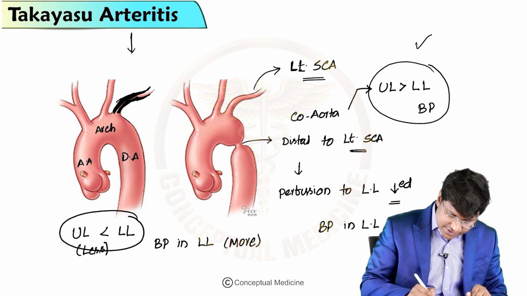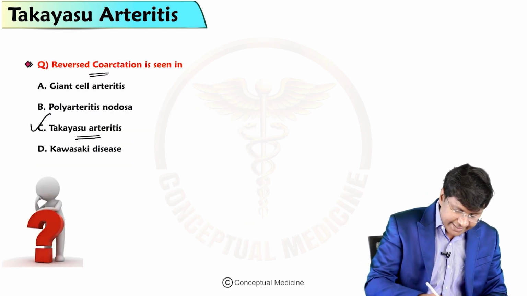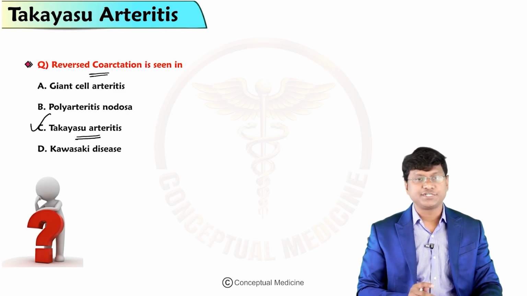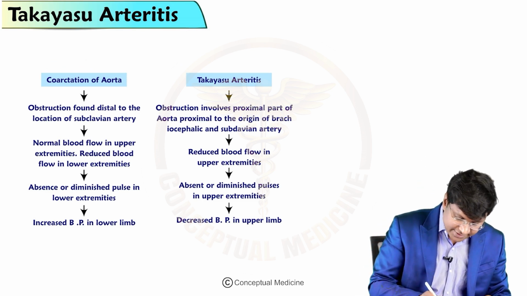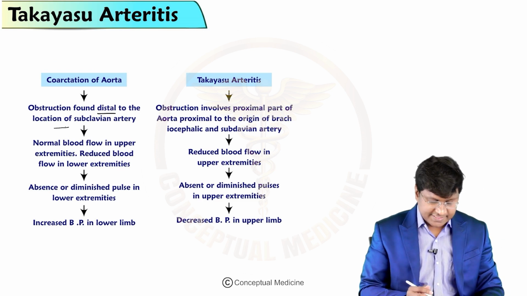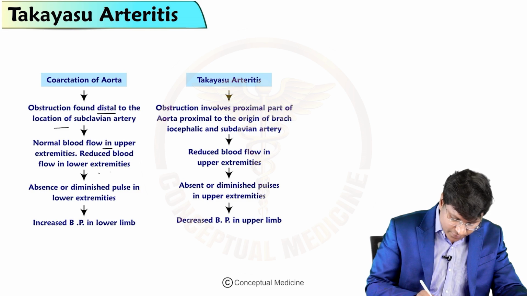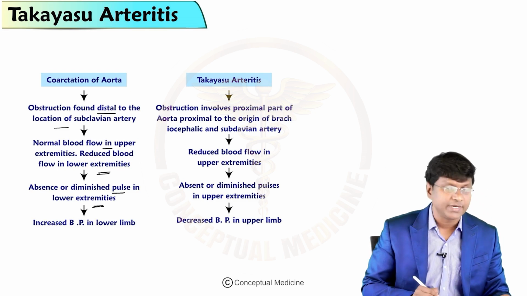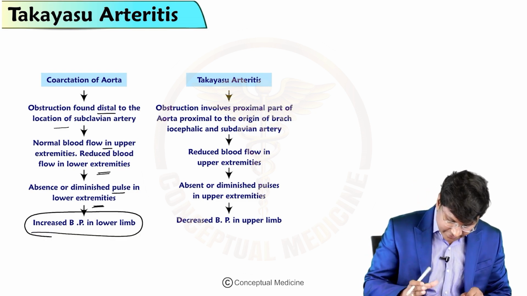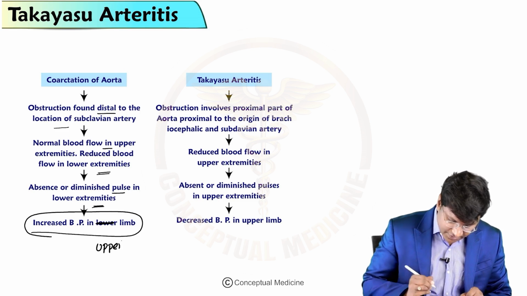Whereas in Takayasu arteritis, it is exactly reverse. The lower limb blood pressure will be more compared to the upper limb blood pressure. That is the reason why we call it reversed coarctation of aorta in patients with Takayasu arteritis. So you just see this particular flow chart. In coarctation of aorta, there is an obstruction distal to the location of the subclavian artery. Thereby, there will be normal blood flow in the upper extremities and reduced blood flow in the lower extremities, and absent or diminished pulse in the lower extremities. So that is the reason why there will be increased blood pressure in the upper limbs in coarctation of aorta.